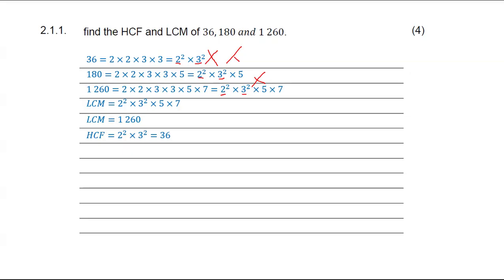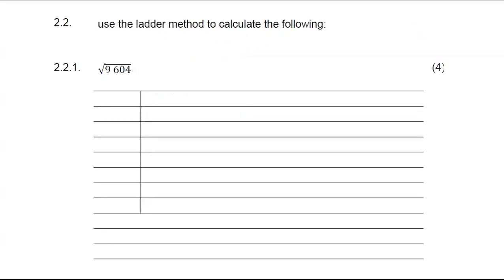All right. Let's move on to this one here. They want us to find the square root of 9,604, but we first have to do it without using a calculator, but you have to use the ladder method. You will start with what is underneath the square root, which is that 9,604.